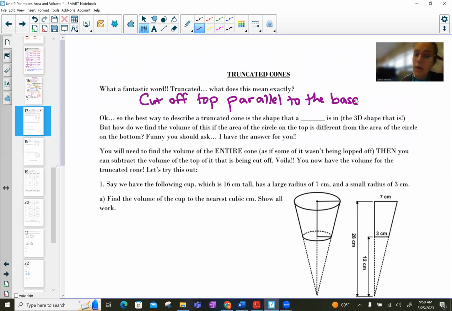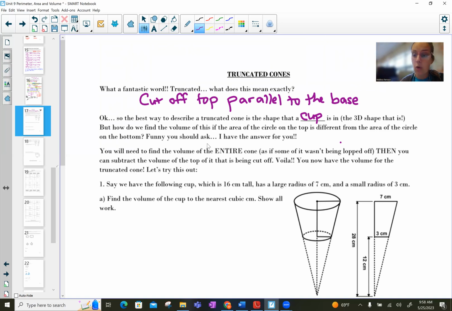So the best way to describe a truncated cone is the shape that a cup is in. Think about a drinking cup, like the cups you get at a water jug. The reason being is because the circle on the bottom is smaller than the circle on the top. We can find the volume of a cone, but if we lopped off the top, how do we find the volume if now there's two different radii?